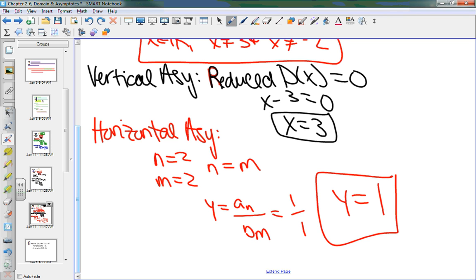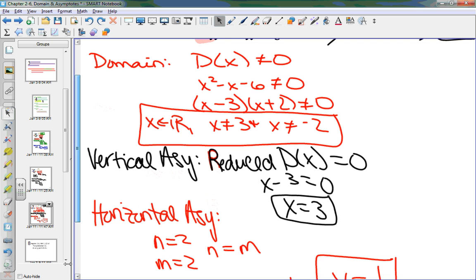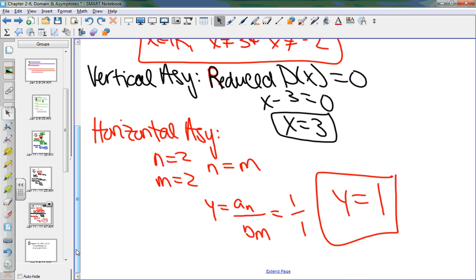That was the degree of the numerator and the degree of the denominator. Since the degree of the numerator is 2 and the degree of the denominator is 2, they're equal to each other. That means I have to look at the leading coefficients. The leading coefficient of the numerator is understood to be 1. The leading coefficient of the denominator is understood to be 1. So that's why I have y is equal to a sub n over b sub n, and that gives you 1 divided by 1. Okay? What does this look like graphically?